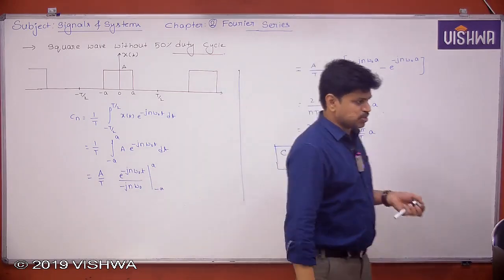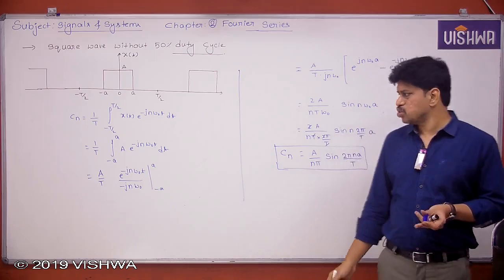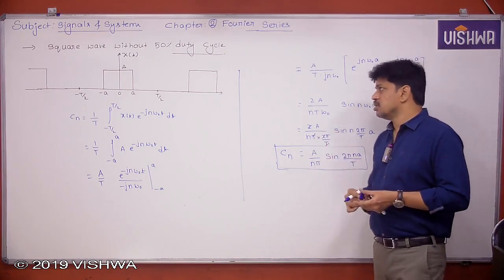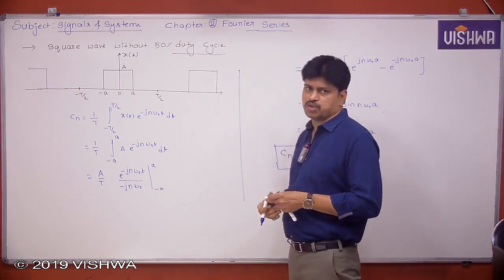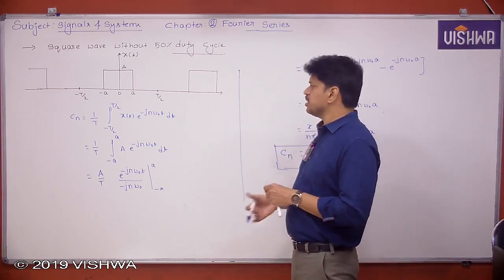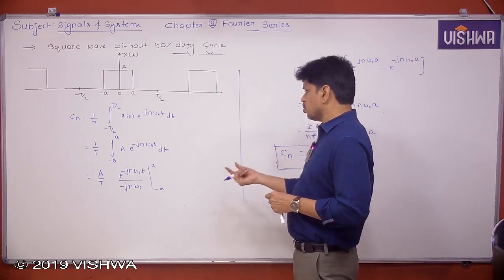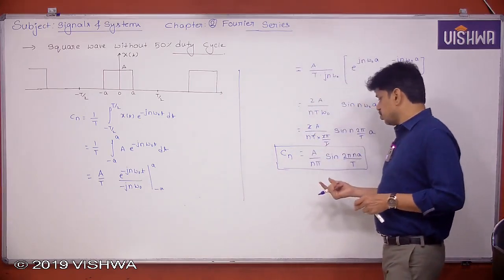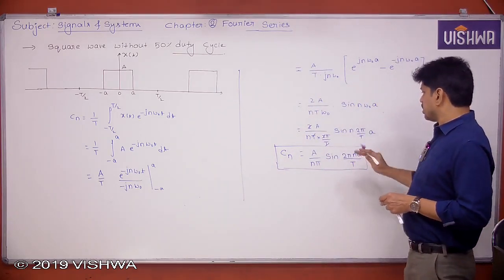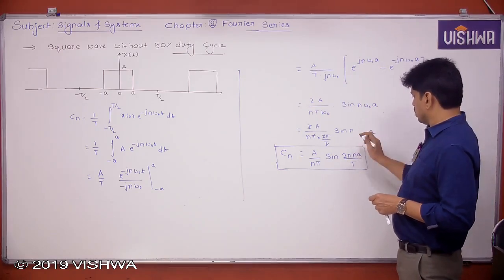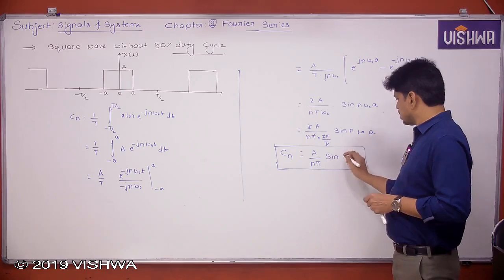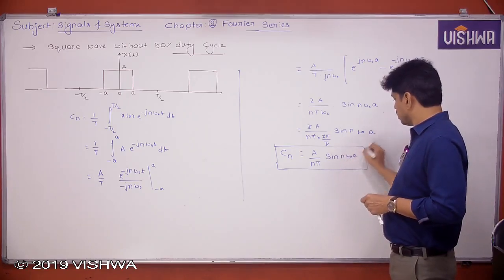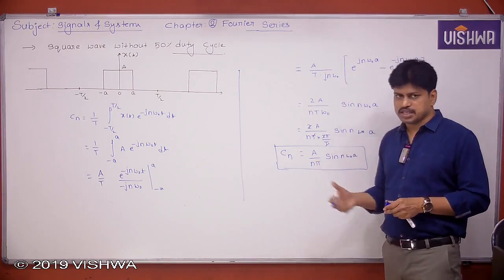Okay. Suppose any question comes, mostly the question is not going to be without 50% duty cycle. Mostly only 50% duty cycle questions will be asked. If anything comes, then you can understand how to find out the Cn value. Now, if you want, you can remember it directly. It is better to remember sine n omega naught a only. It is easy to remember in that way. Clear? Take it.